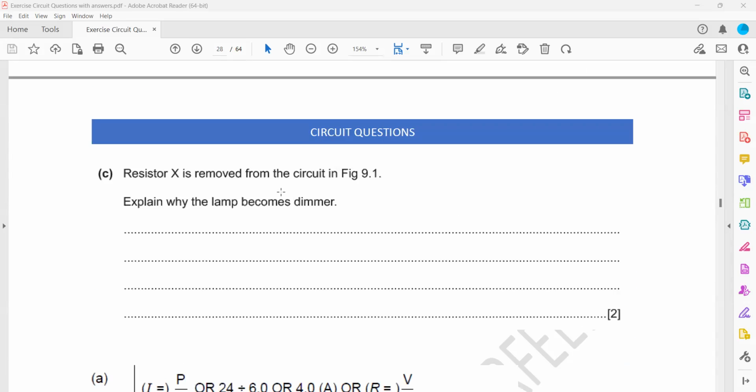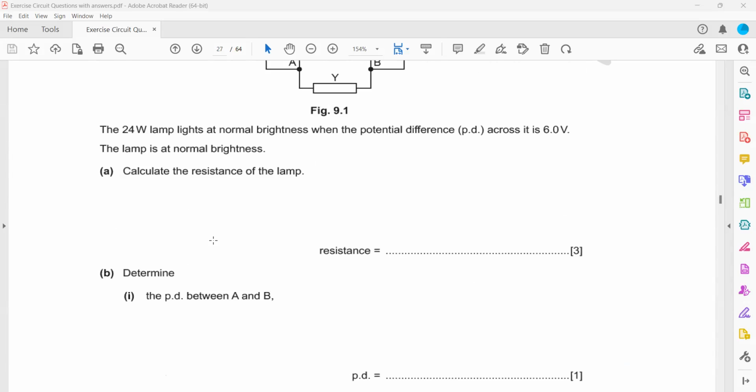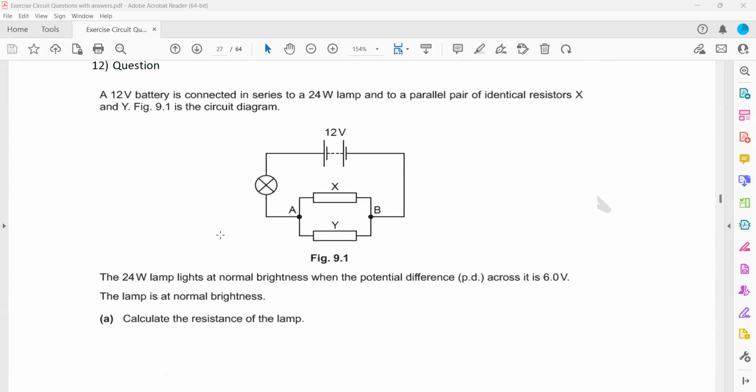Resistor X is removed from the circuit. Why does the lamp become dimmer? Look, right now the resistance of the lamp is 1.5 ohm and the resistance of this parallel combination is also 1.5. So the voltage was dividing equally, like 6 volts and 6 volts. This was an equal division.